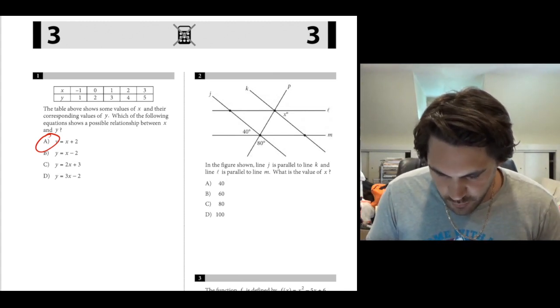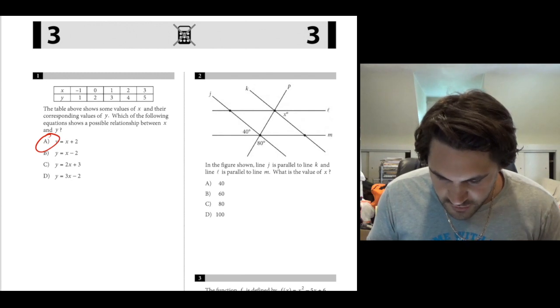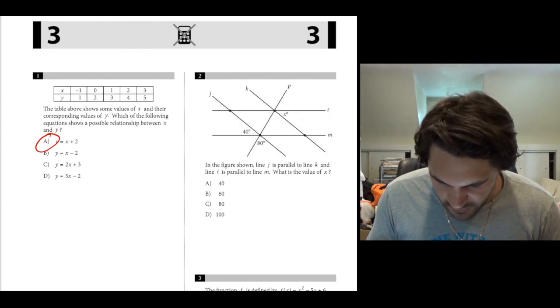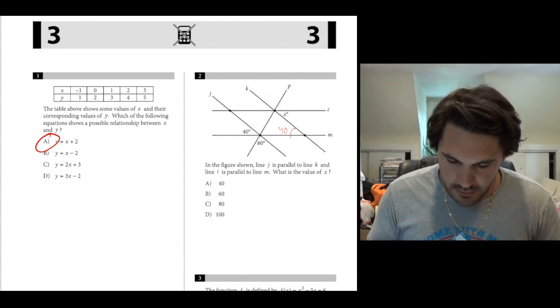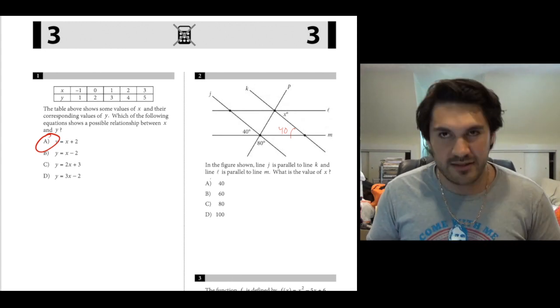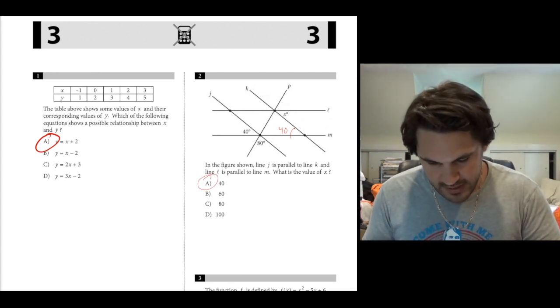Let's see what we got. So this angle over here is 40. So we know that this angle over here is also going to be 40, which means that angle x is also going to be 40. So A is our answer. Okay, and now let's check out number 3.